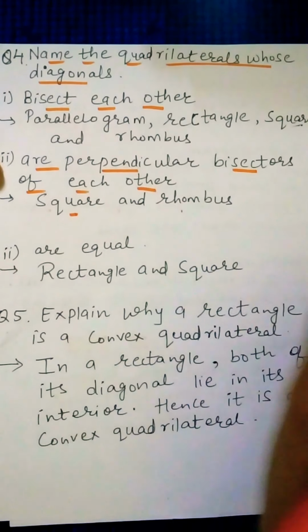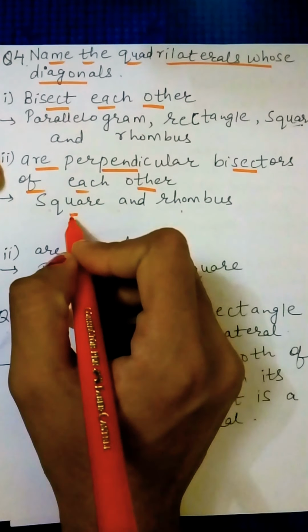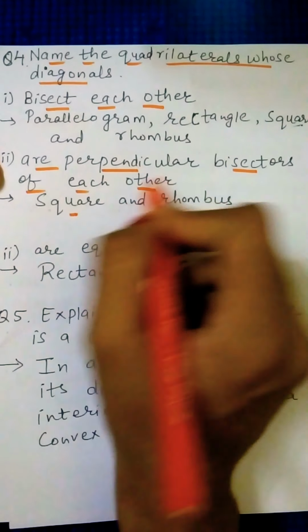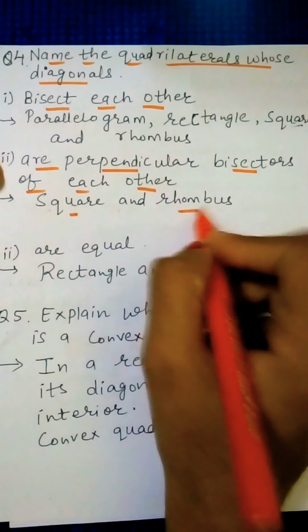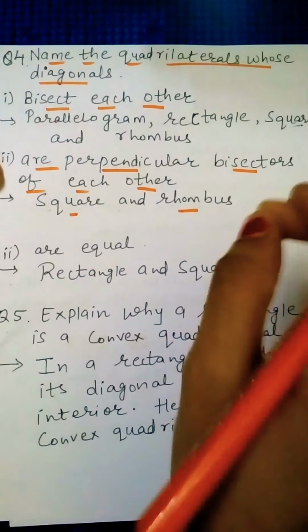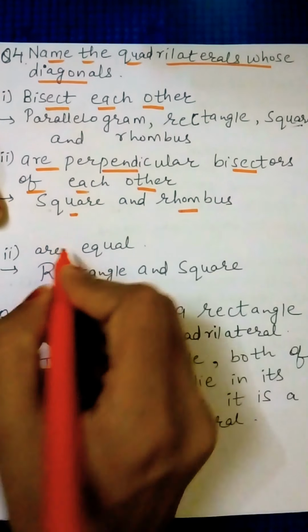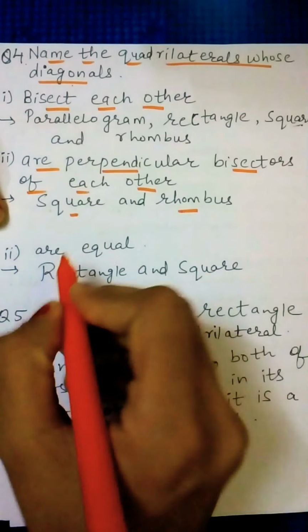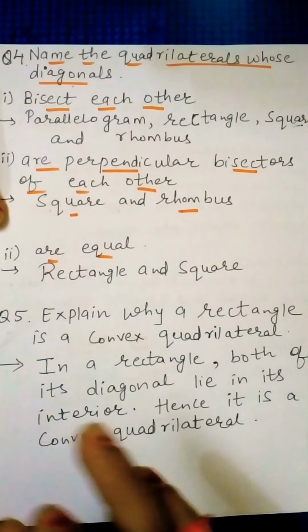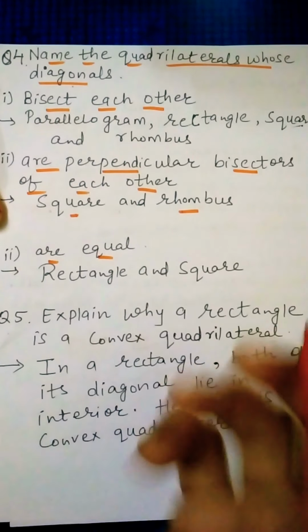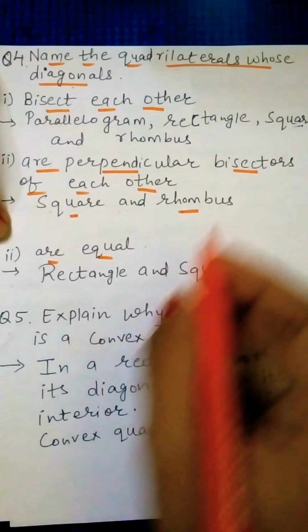If you see the properties, in square, diagonals are perpendicular bisector of each other. Also in rhombus, diagonals are perpendicular bisector of each other. So this is the answer of second one. Now third one, diagonals are equal. Now in which quadrilateral diagonals are equal? So in rectangle and square, diagonals are equal.